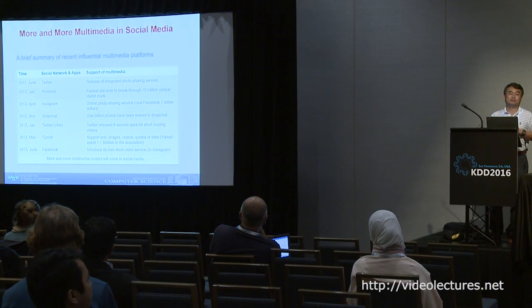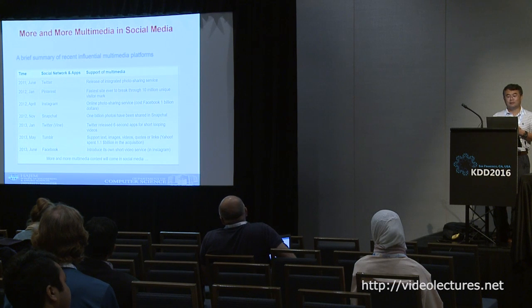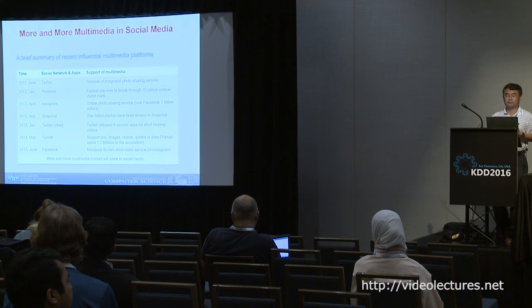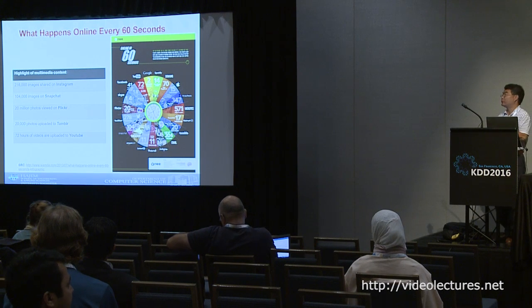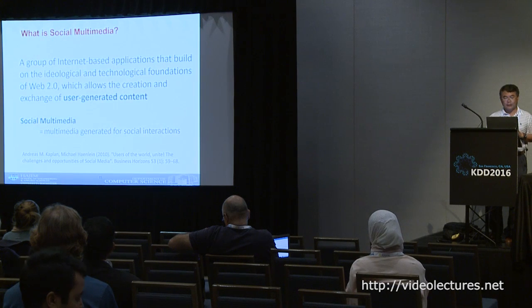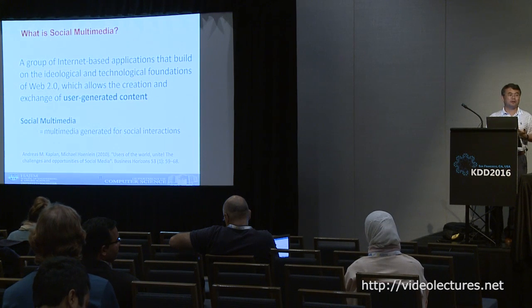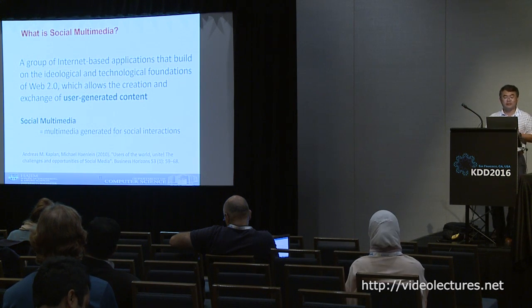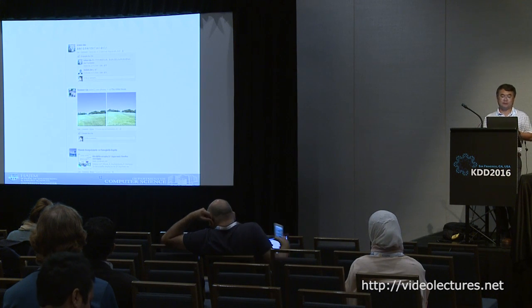This is basically to recap that nearly all social media platforms today give you the ability to share images. Okay, so even Twitter, which started with just text, now allows you to embed images, and then each second, lots of image-related content is generated on all kinds of platforms. Before I move on further, I just want to give social media a formal definition. It's actually trivial. Basically, it's multimedia content generated for social interactions. And this is just an example.